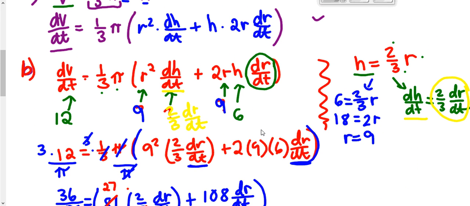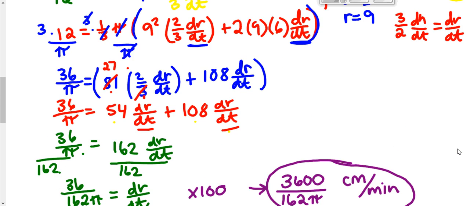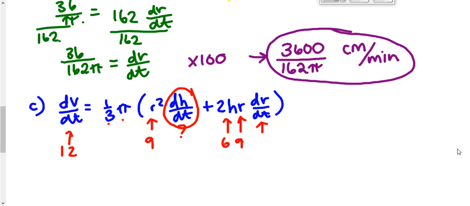So if dH dt was 2/3 dr dt, then 3/2 of dH dt is dr dt. So we can use that. 3/2 dH dt. If you wanted to, we did just find dr dt right here.